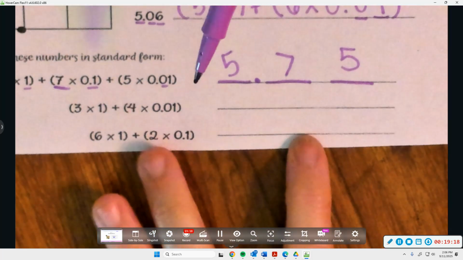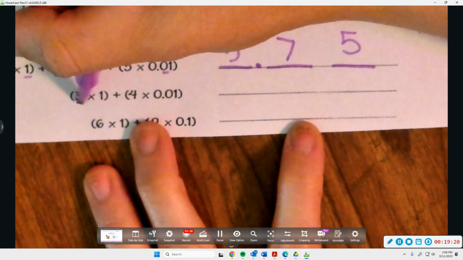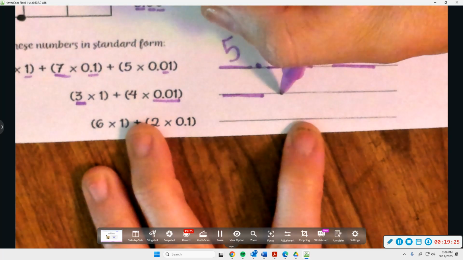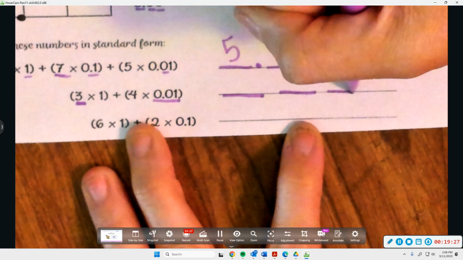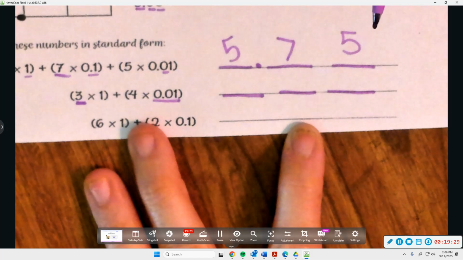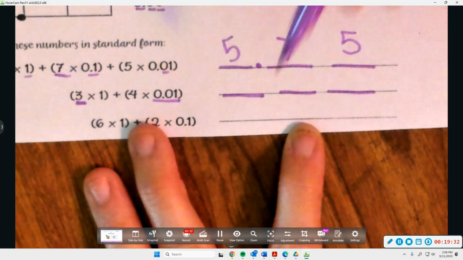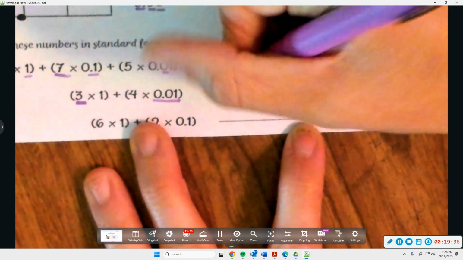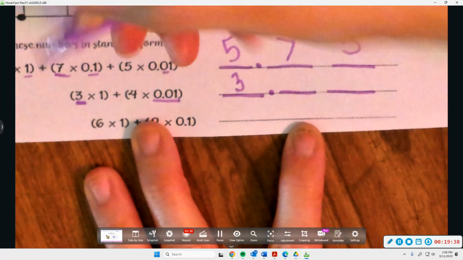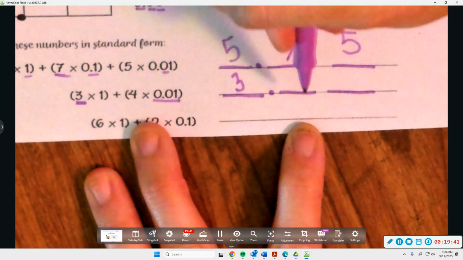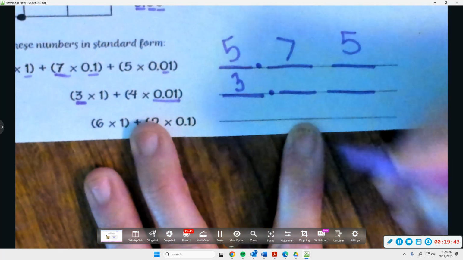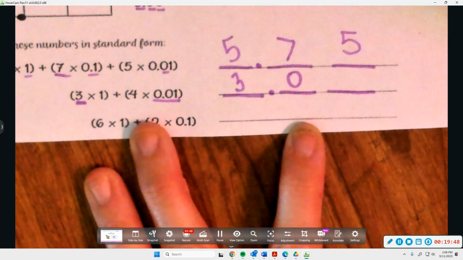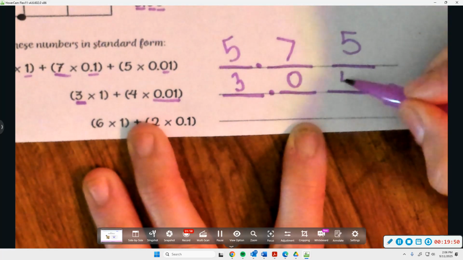All right, let's do the next one. This is the 1's place, but then it goes straight to the 100ths. So I need to make sure I have a 10ths place as well. My decimal goes right here. What's going to be in the 1's place? 3. If there's no tenths in this expanded notation, what should I put in that 10ths place? 0. And then what goes in the 100ths place? A 4. Very good.